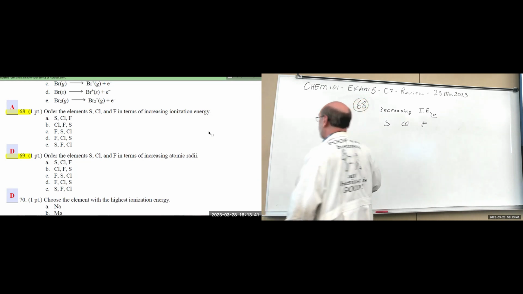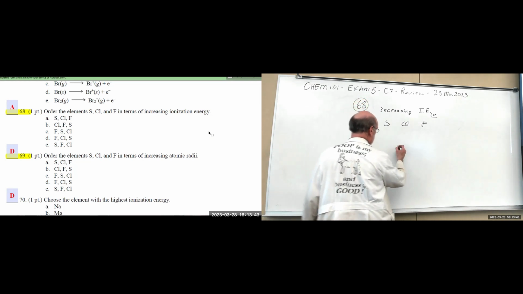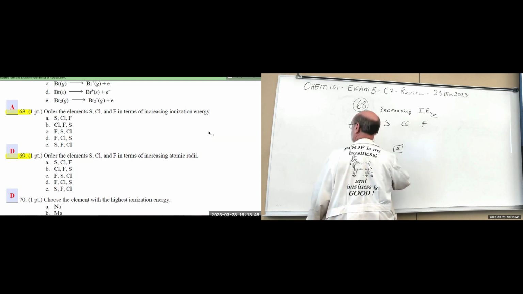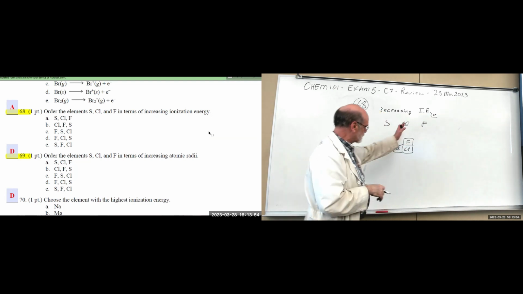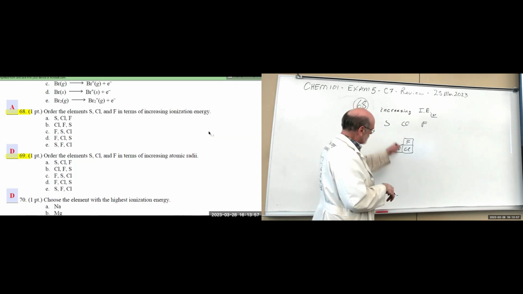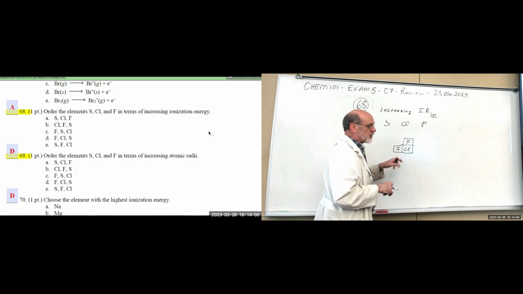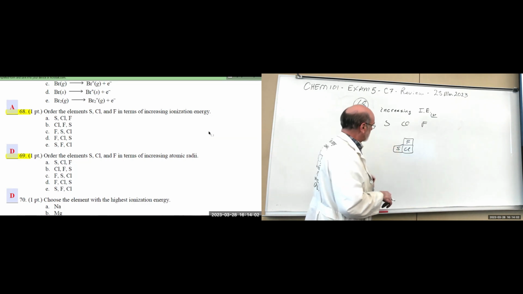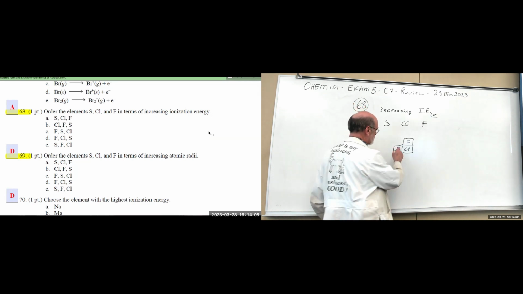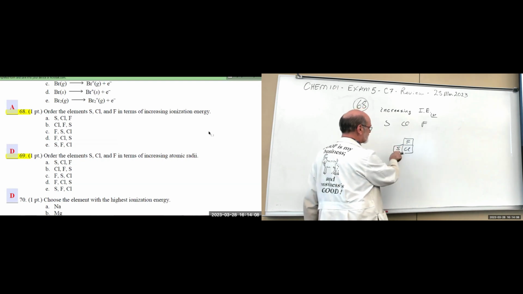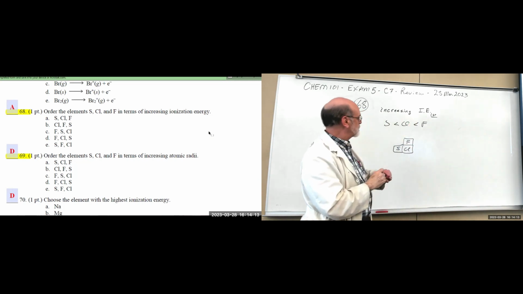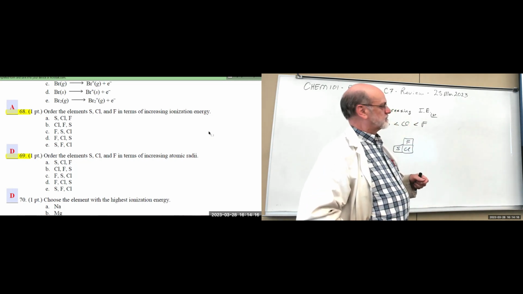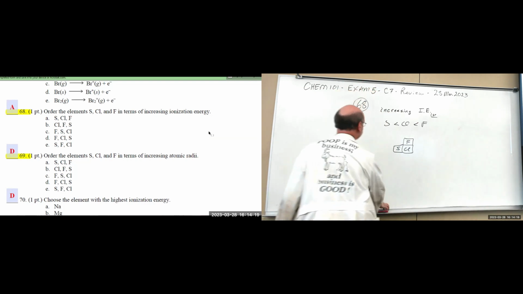So where are these located in the periodic table? We look at the periodic table and find that sulfur is down here. Chlorine is right next door. And fluorine is like that. Right? So the halogens are here, like the chalcogens are here, so oxygen would be there. So what's the trend? Lower left to upper right, increasing ionization energy. So it should be sulfur is less than chlorine, which is less than fluorine. So it should be sulfur, chlorine, fluorine, A. All right.